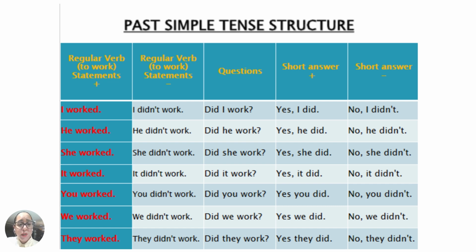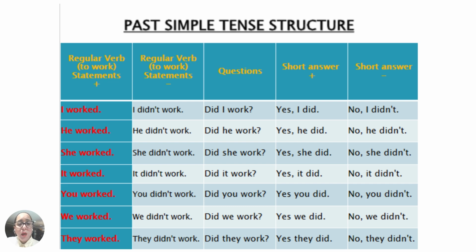For negative sentences, the auxiliary of the past tense is didn't. If you use didn't, you use the base form of verbs. I didn't work. Don't say I didn't worked, for example. It's I didn't work. And it's the same for questions because the auxiliary is did, so you use the base form of verbs when you have the auxiliary didn't or did. Didn't for negative statements and did for yes no questions.